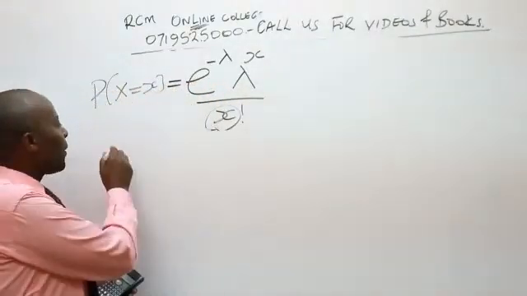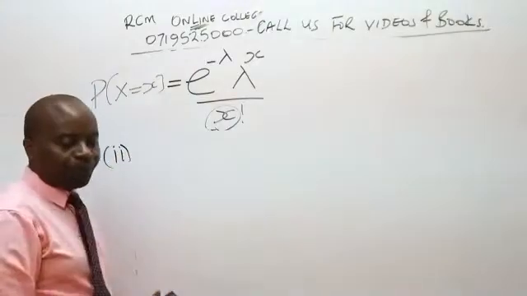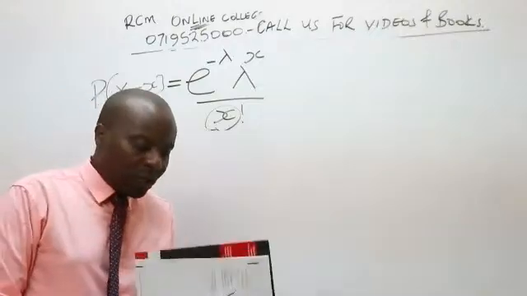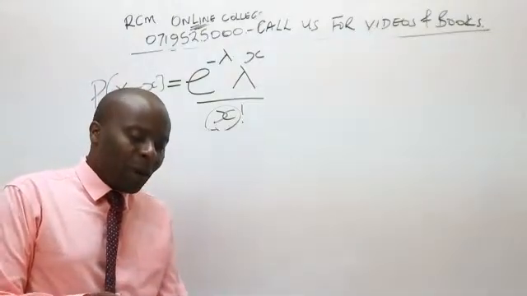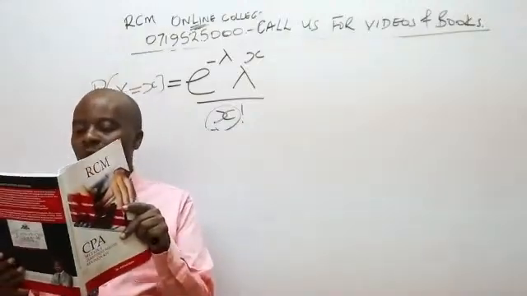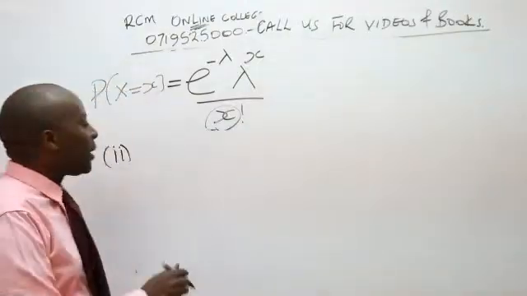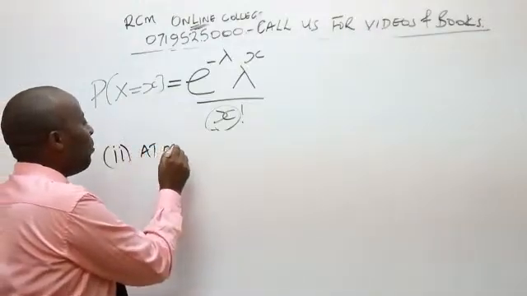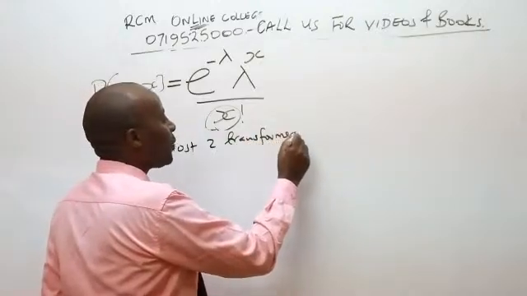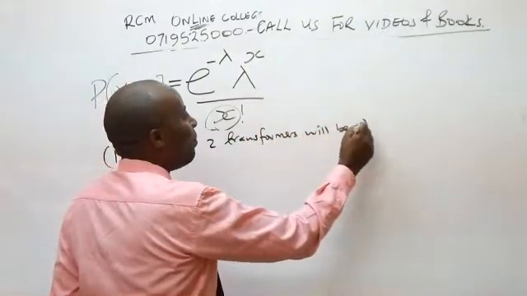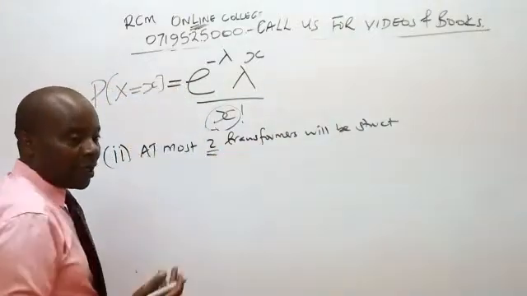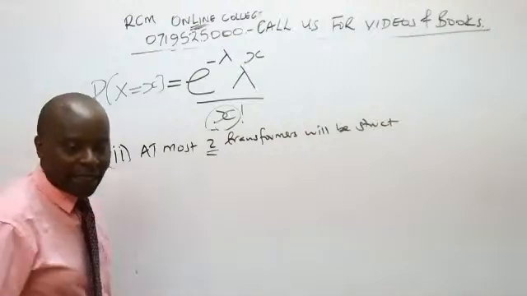So ladies and gentlemen, let's look at number 2. Number 2, what do we have? In number 2, they want us to give them the probability that at most 2 transformers will be struck. At most 2 transformers will be struck, meaning that the 2 that they have mentioned here is the highest figure. So it is 2 or less, at most.